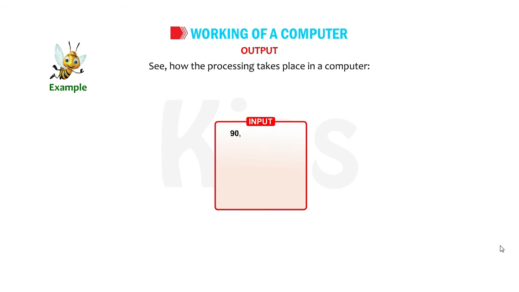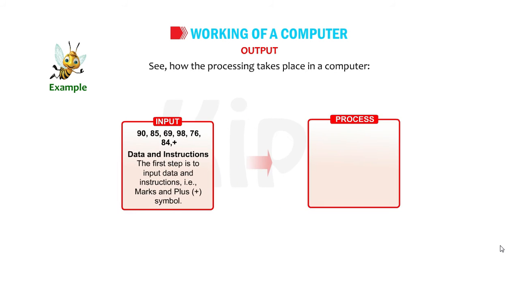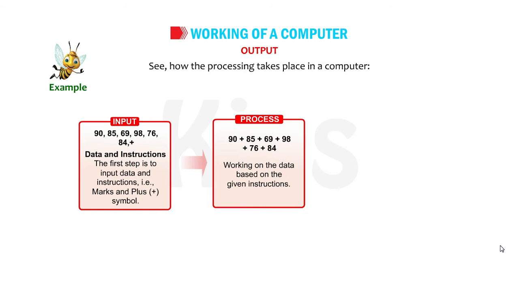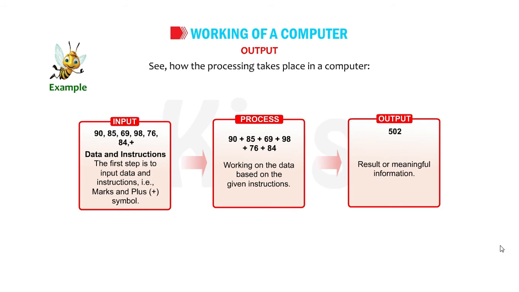Input: 90, 85, 69, 98, 76, 84, plus data and instructions. The first step is to input data and instructions, that is marks and plus symbol. Process: 90 plus 85 plus 69 plus 98 plus 76 plus 84. Working on the data based on the given instructions. Output: 502. Result or meaningful information.